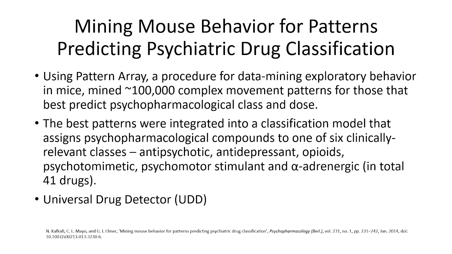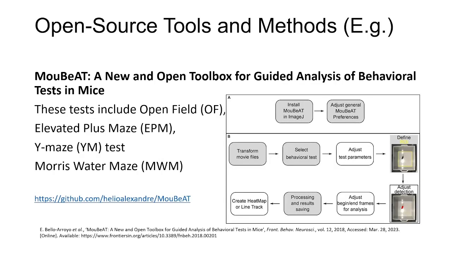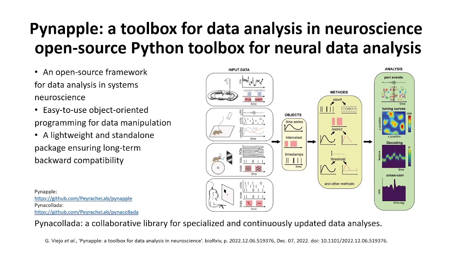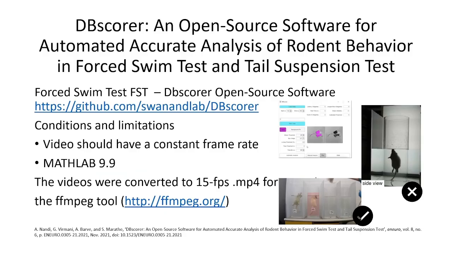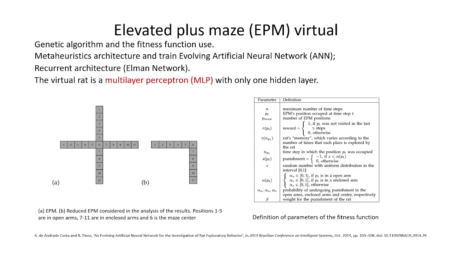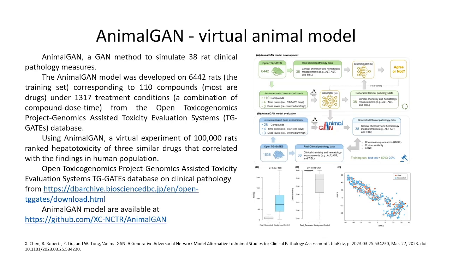The next 10 slides contain descriptions of the most significant and relevant research and resources, such as Universal Drug Detector, Mobiot, a new and open toolbox for guided analysis of behavioral tests in mice, Pinapple, a toolbox for data analysis in neuroscience, open source Python toolbox for neural data analysis, Deep Action, a deep learning based and open source MATLAB toolbox for automatically annotating animal behavior in video, DB Scorer, an open source software for automated accurate analysis of rodent behavior in force swim test and tail suspension test, Virtual Elevated plus Maze, Animal GAN, Virtual Animal Model, method to simulate 38 rat clinical pathology measures.